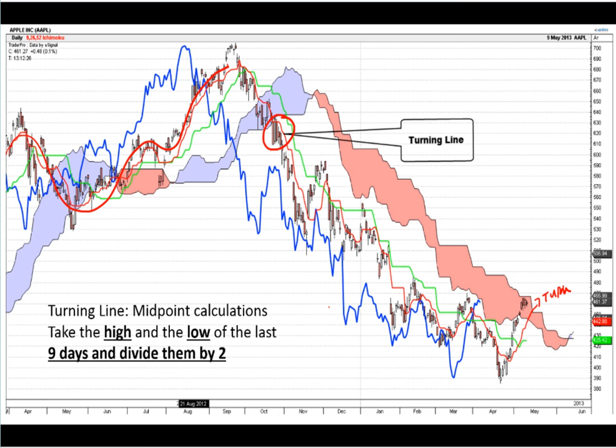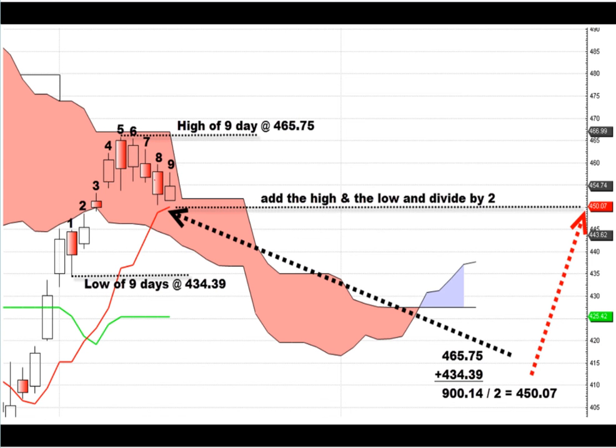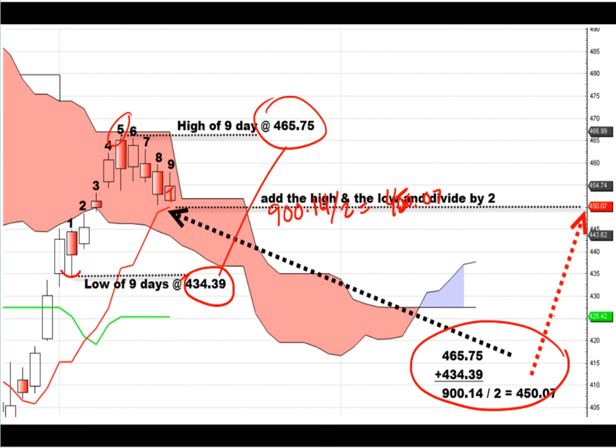Let's calculate how the turning line is calculated first. So you take today, and this is a daily chart, you count back 9 bars. You find the low, which is 434.39. You find the high in that range, which is 465.75. You add those 2 up, which will be 900.14, and then you divide that by 2, and that's going to come out to be 450.07. And no, I'm not a math genius. The answer is right down here. I got D's in algebra in both high school and college.